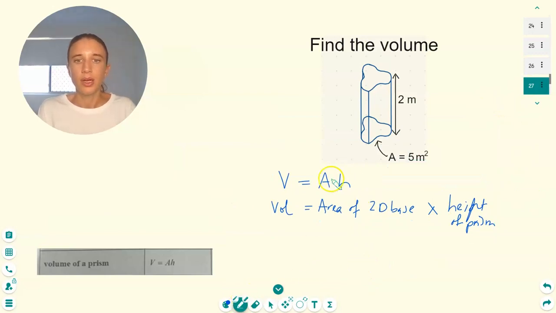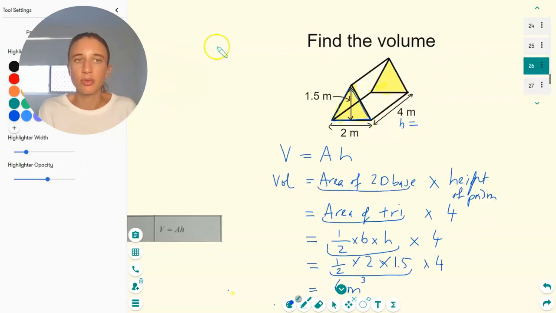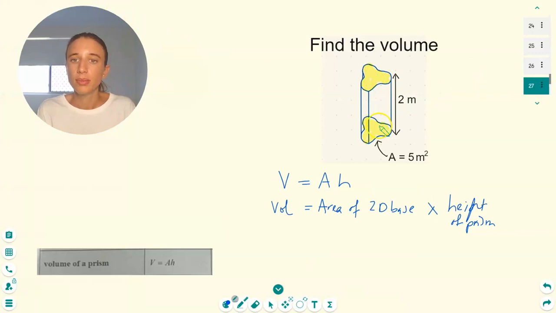Okay. Area of 2D base times the height. Now get your highlighter out and just highlight what's your 2D base. Should be the same at the top and the bottom, or the front and the back, as was this case. This was front and back. Needs to be the same. So that's our 2D base.